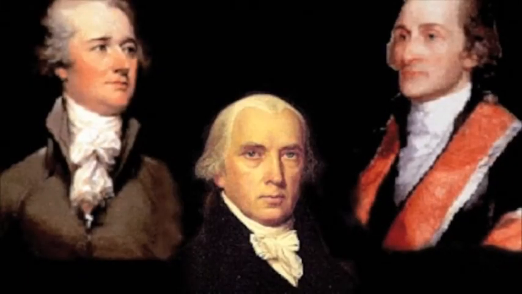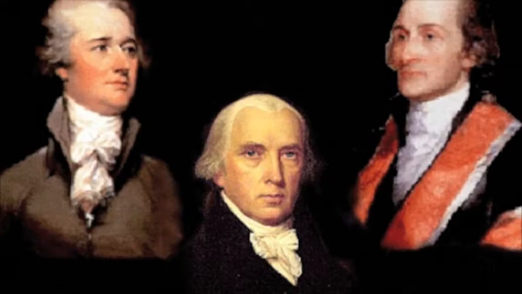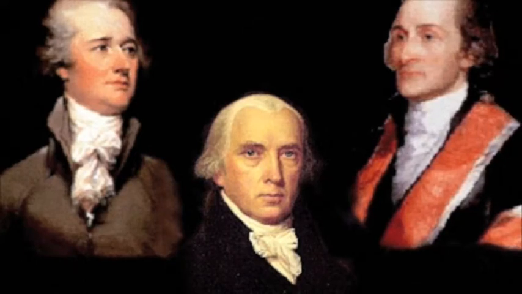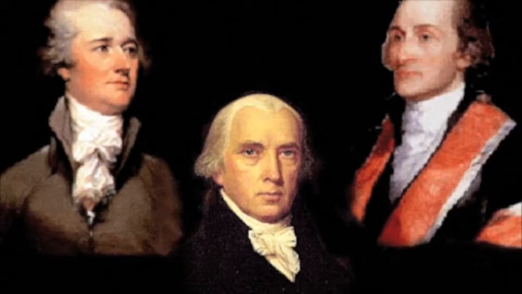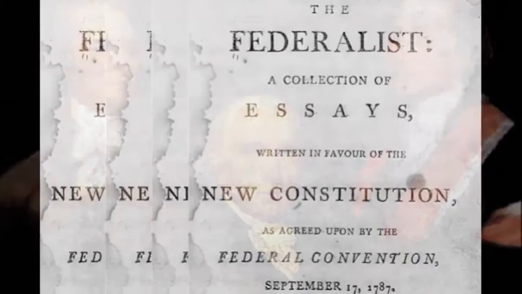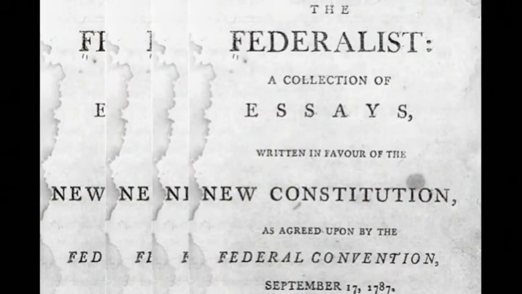A huge debate began between those who supported the Constitution, who called themselves Federalists, and those who were against ratification, called the Anti-Federalists. Prominent leaders such as Alexander Hamilton and James Madison wrote essays in support of the new Constitution called the Federalist Papers. After the Federalists agreed to add a Bill of Rights, they were able to secure the votes required to ratify the new Constitution.